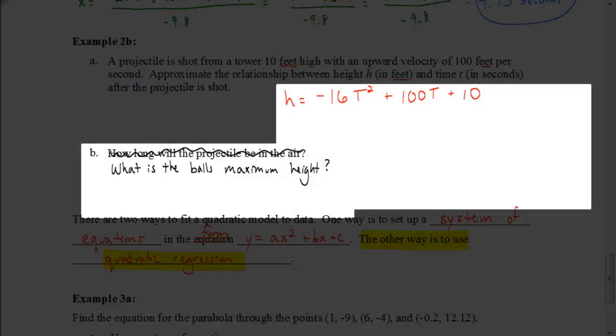Now, this one here is asking for what is the ball's maximum height. Now, we've got to think again. What would they be asking for here? What term are we trying to find from that previous video? Well, if you said the vertex, that's exactly right. So we're trying to figure out what is the vertex.